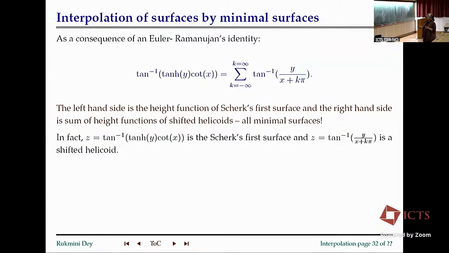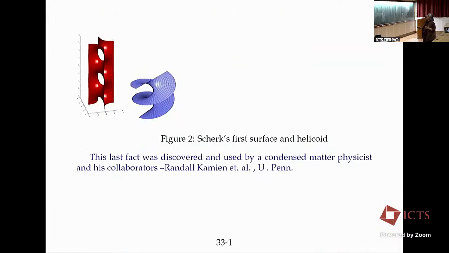So you have an array of these helicoids and you sum up their height functions, and you get this. This is circulating in condensed matter physics and crystallography, where they use this and these become the defects. Randall Kamien of UPenn and his group, I saw their paper, and I met him and he explained this to me.